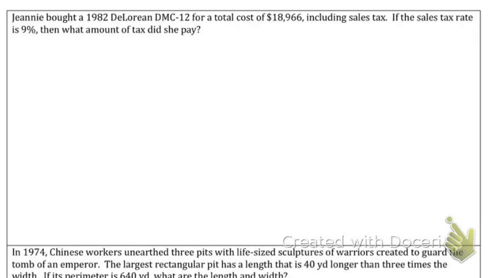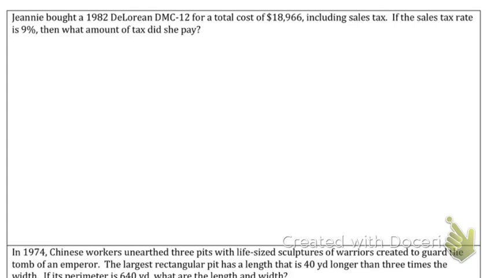Okay. Let's talk about Jeannie. Jeannie's buying a 1982 DeLorean DMC 12 for a total cost of $18,966, including sales tax. That means she hands that money over and she has the car. That is her total cost. If the sales tax rate is 9%, then what amount of tax did she actually pay?